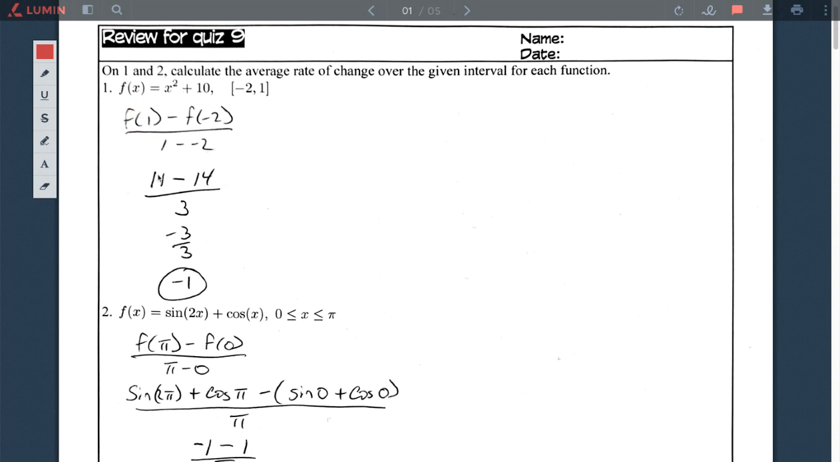I plug in 1, we get 11. I plug in negative 2, that's 4 plus 10, which gives me 14. 1 minus a negative 2 gives me 3 on the bottom, so I get a negative 3 over 3. So that means my average rate of change is negative 1.